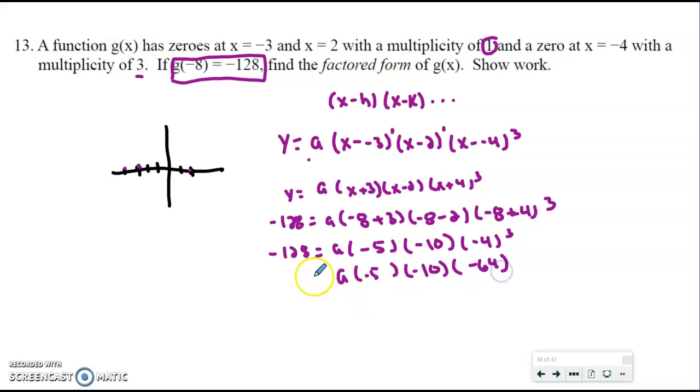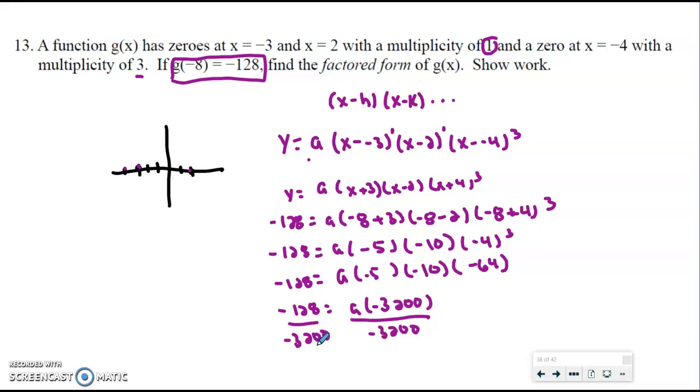So I'm going to multiply all these values together. I'm going to take -5 times -10 times -64. And when I do that, I get -3200. So I have a times -3200. Now, if I want to get a by itself, I'm going to divide both sides by -3200.